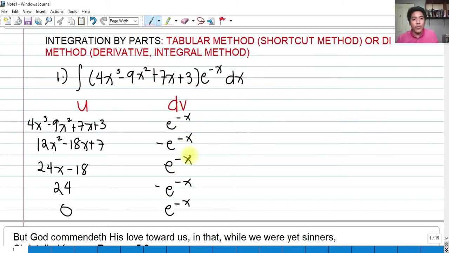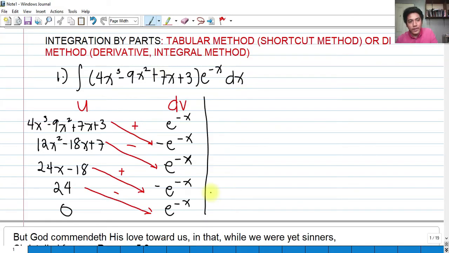So we have to follow a sign convention. If we multiply this by this, that would be a positive. Multiply this by this, that would be a negative. That's the sign convention. Multiply this by this, that would be a positive, and so on. So how do we get the answer? The answer is simply the product of these, applying the signs.